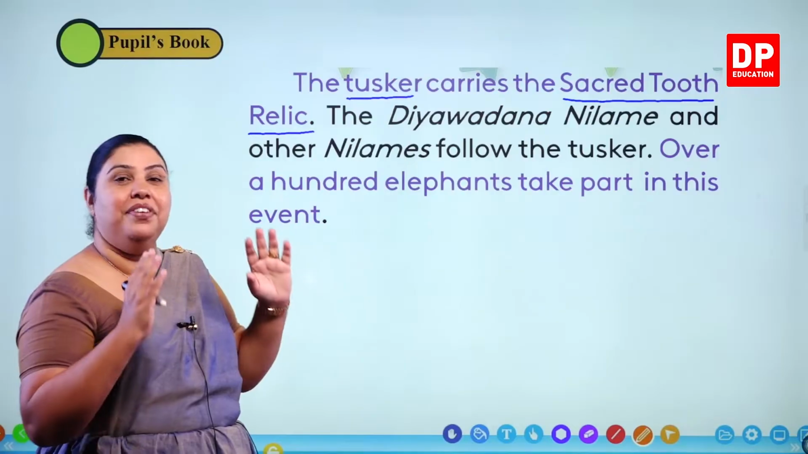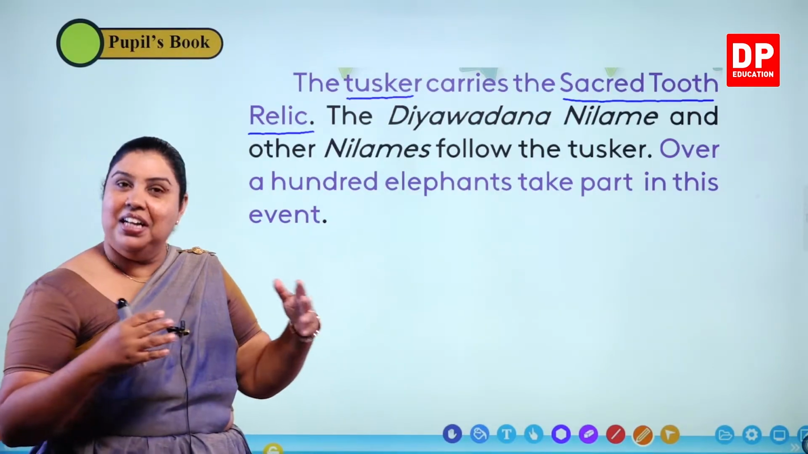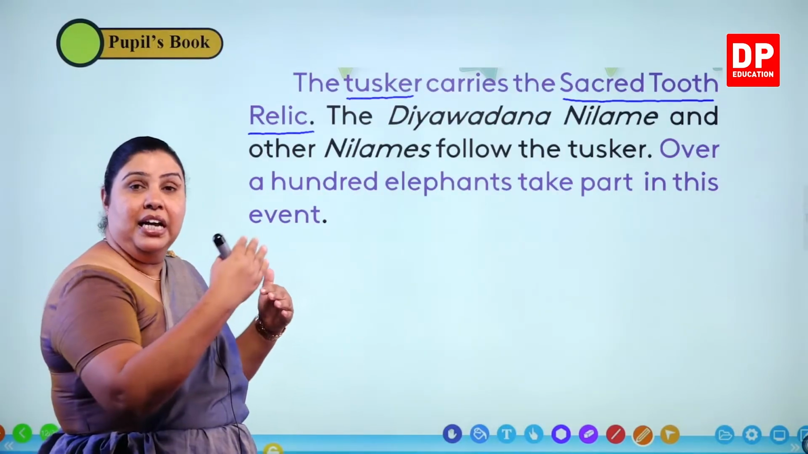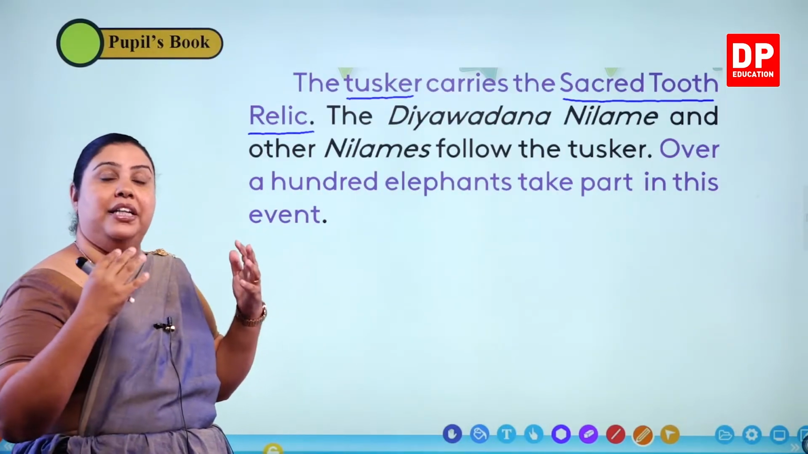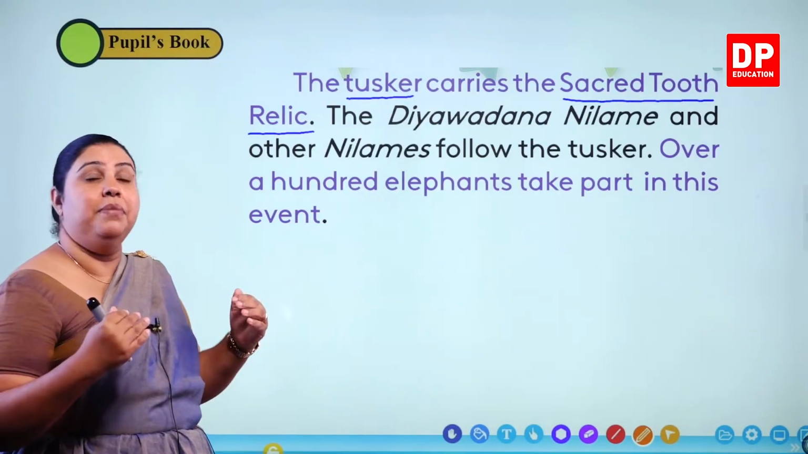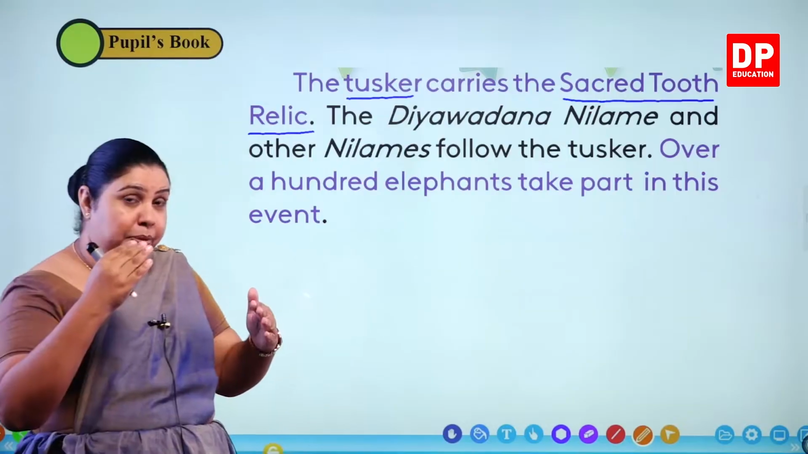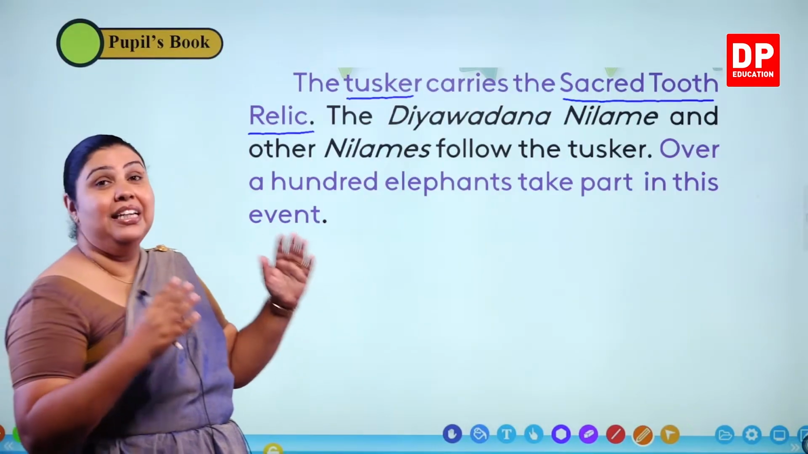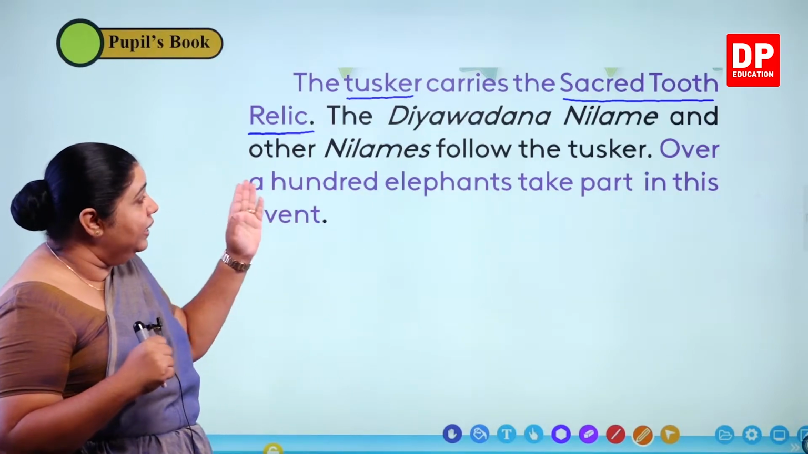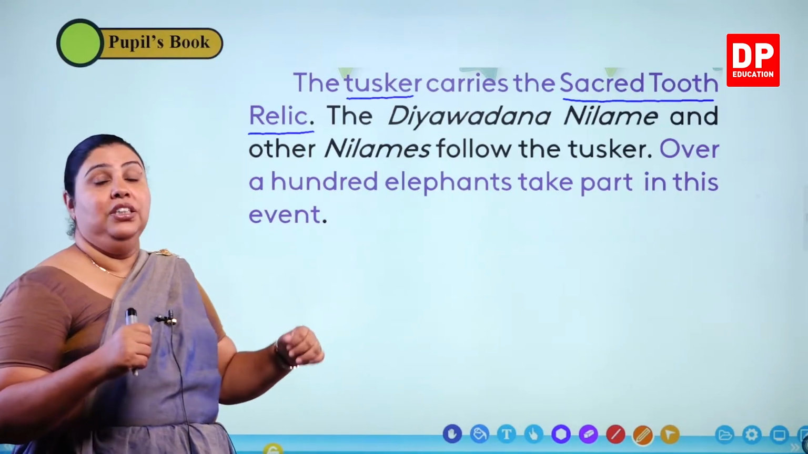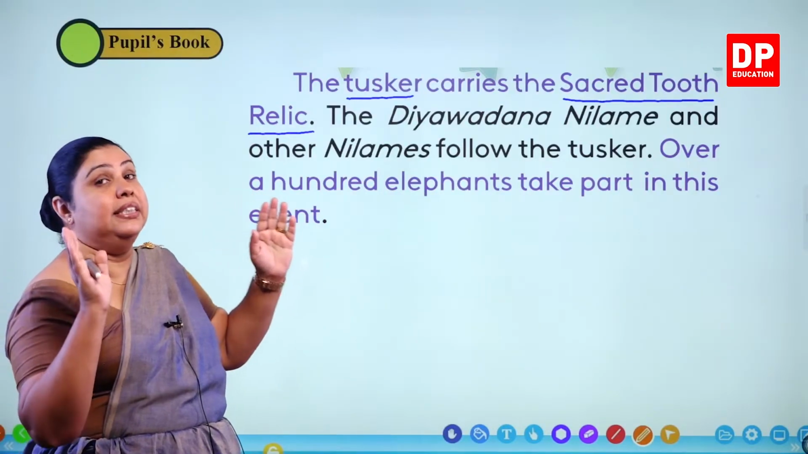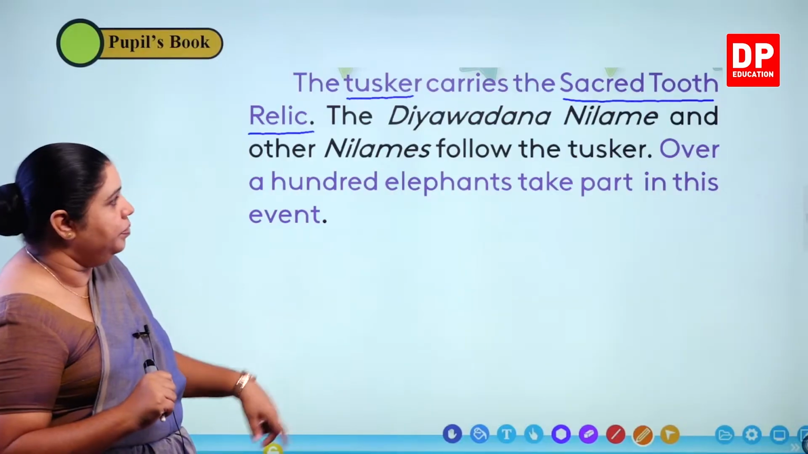So now they have written about it and they have given us the order of the Perahera, how they saw the different Nilames and the dance troops and the Hevisi troops and the flag bearers, and all of them have come in a particular order. So they have written it like this. So the Nilames, the Diyavadana Nilame and the other Nilames follow the tusker. So those Nilames go behind the tusker who carries the sacred tooth relic.